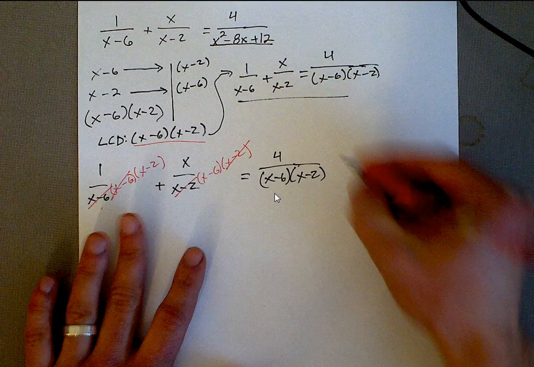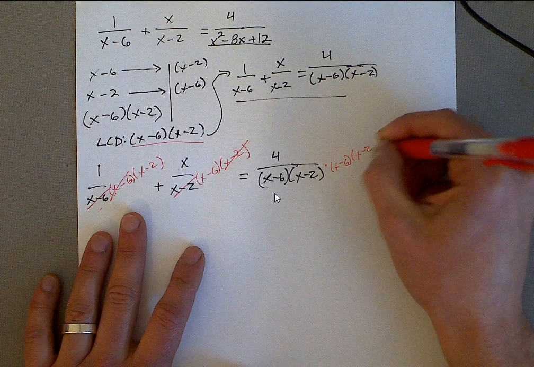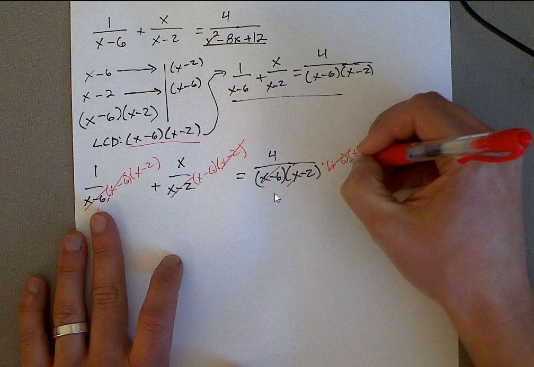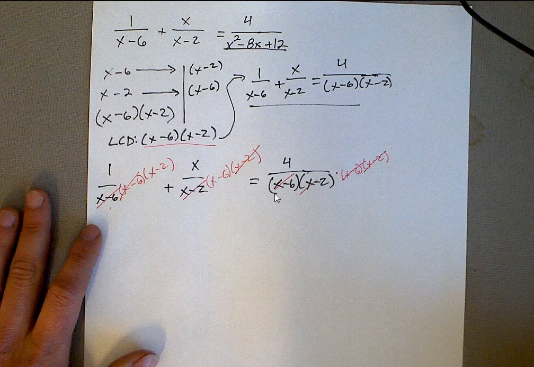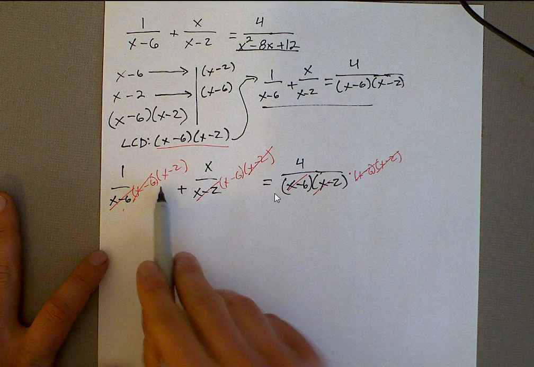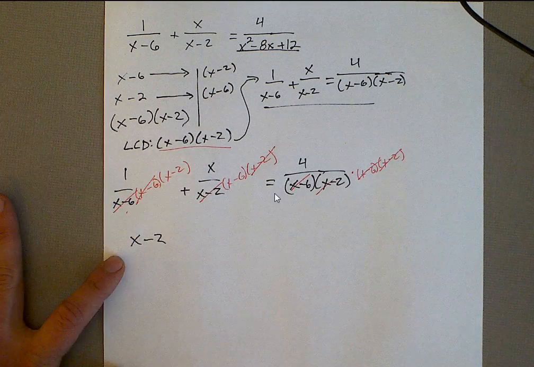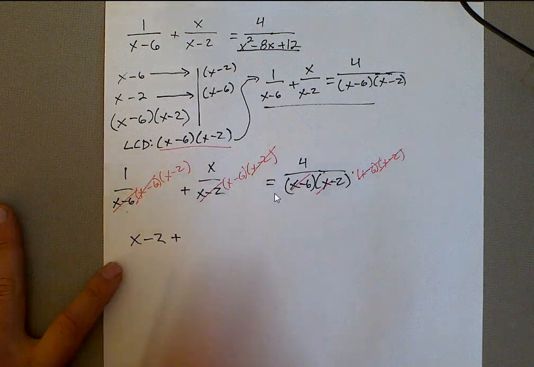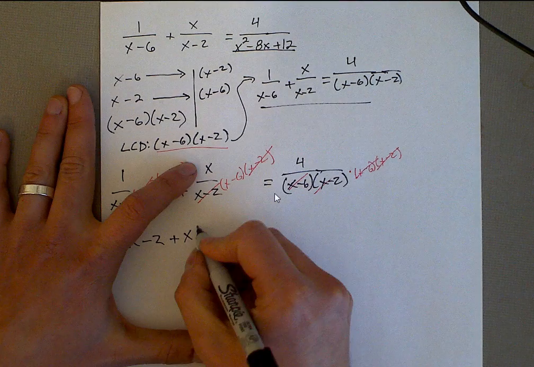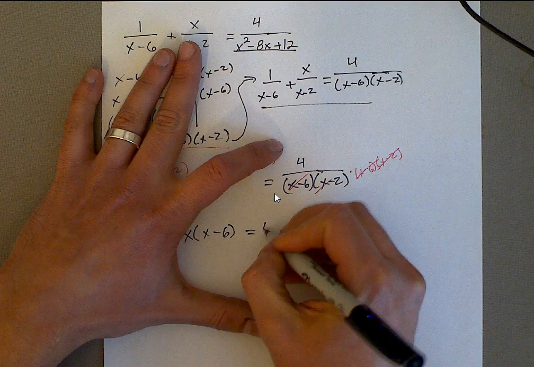And if I multiply by x minus 6 and x minus 2, you can guess what's going to happen. Both the x minus 6 and the x minus 2 cancel out. So where does that leave us? Well, we have the 1 and the x minus 2, so you can multiply that out to x minus 2, plus we have x, the x minus 2 canceled out, but you still have the x minus 6, equal to 4.